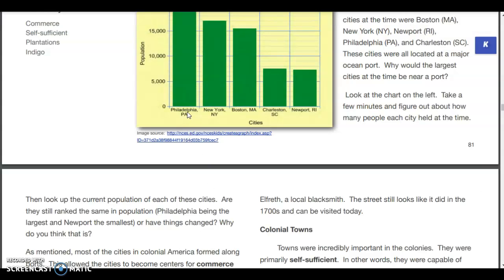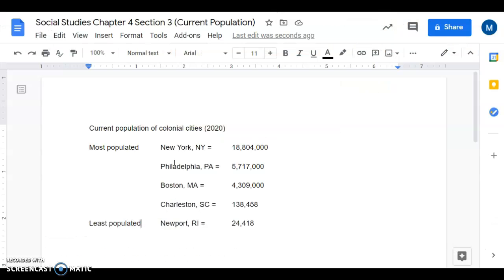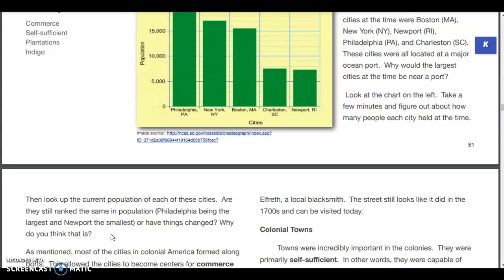For Philadelphia, it used to be the most populated. We can see now that actually New York has gained in population over Philadelphia by quite a bit. It looks like it's about triple to Philadelphia. So my next question is, why do you think that is? Why did those two switch places? Why is New York now more populated than Philadelphia, Pennsylvania? And as you're thinking about that, I would recommend that you think about location or their geography.